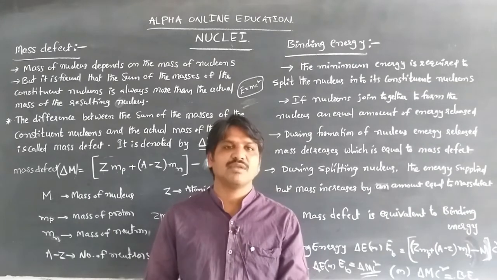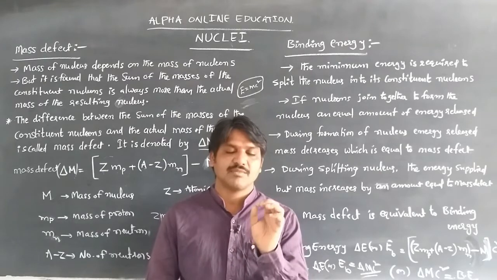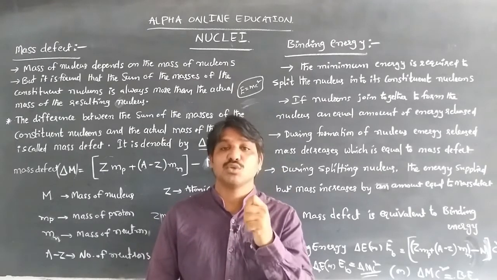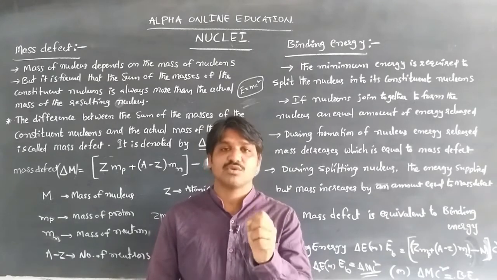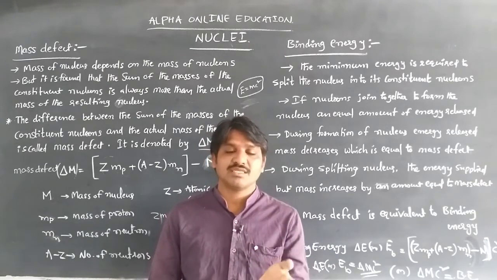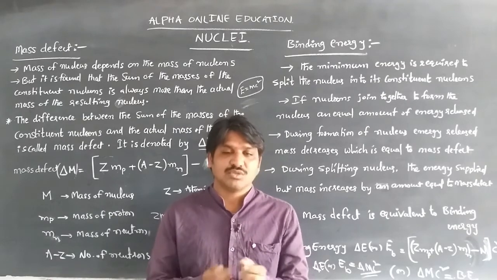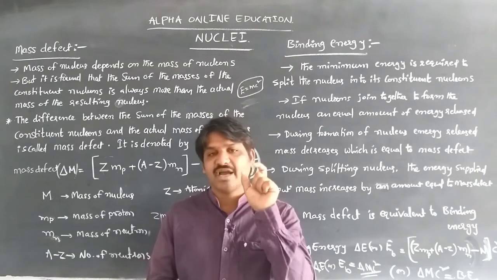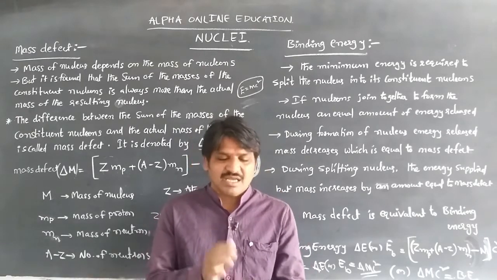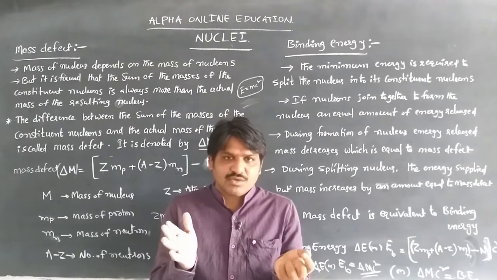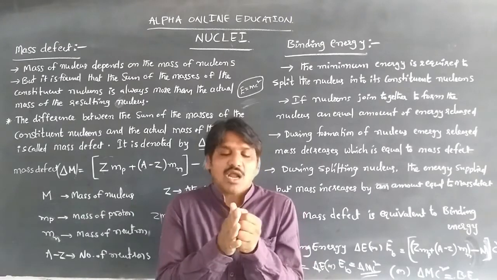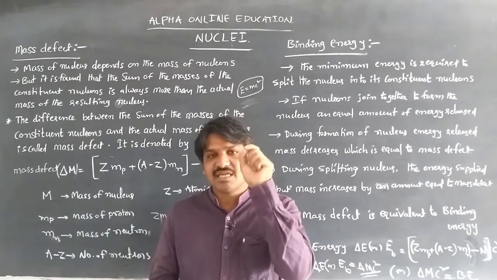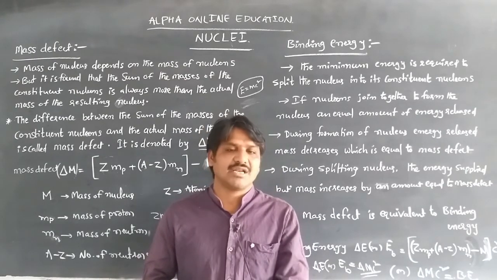nucleons, or the minimum energy released to form the nucleus from its nucleons. Whenever the nucleons come together to form the nucleus, some amount of energy is released. That equal amount of energy is called the binding energy. Either the amount of energy required to combine the protons and neutrons, or to separate them, is the same amount of energy, and that energy is called the binding energy.